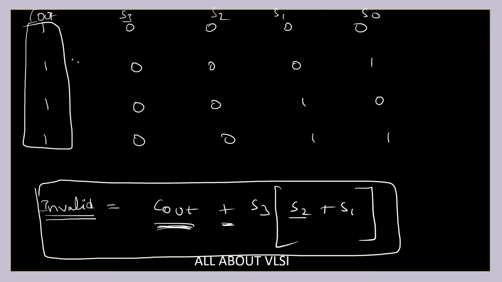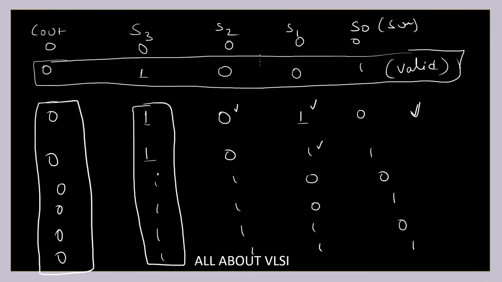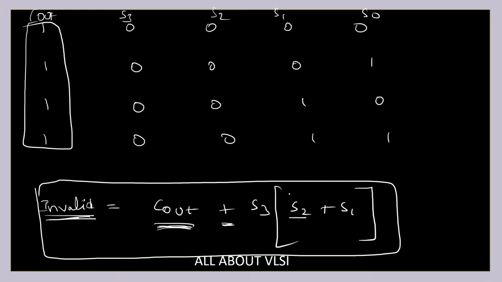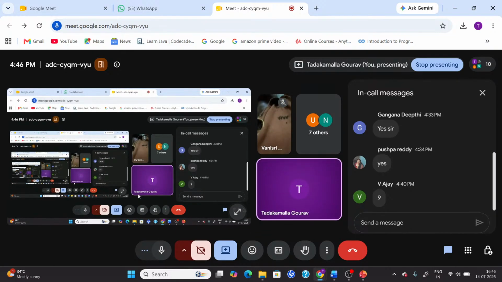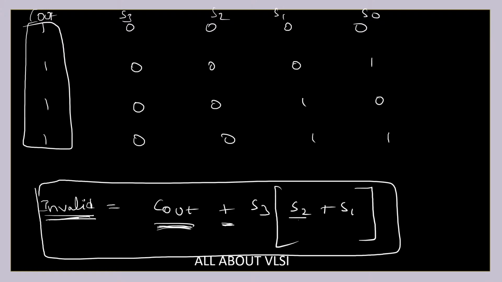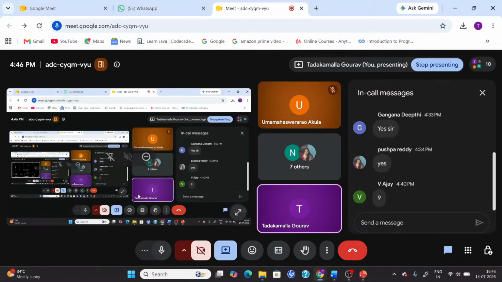So you can substitute over here. If your output is 1 0 0 0, invalid will become 1. Or else if your output is 1 1 0 0, here also your invalid will become 1. So if any one of these values is given, this invalid signal will be equal to 1. Is it clear for everyone how I have framed this equation? Any queries over here?